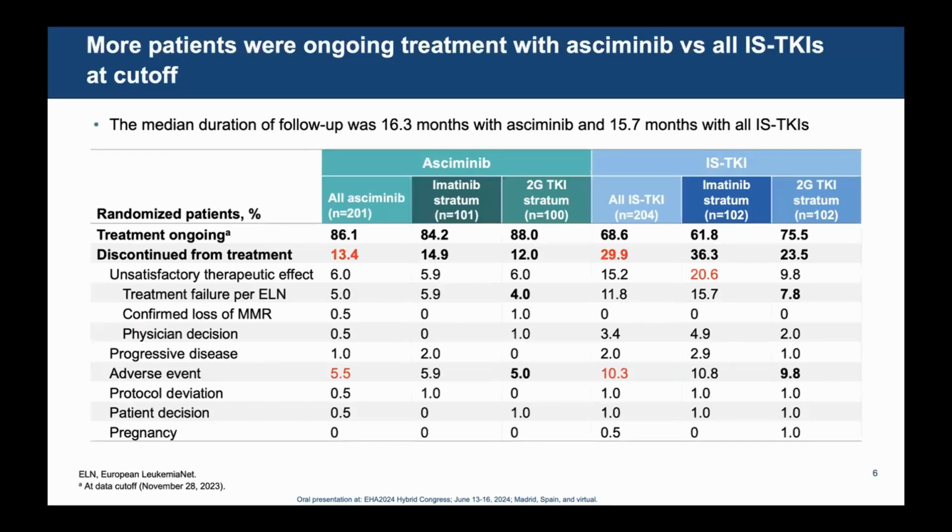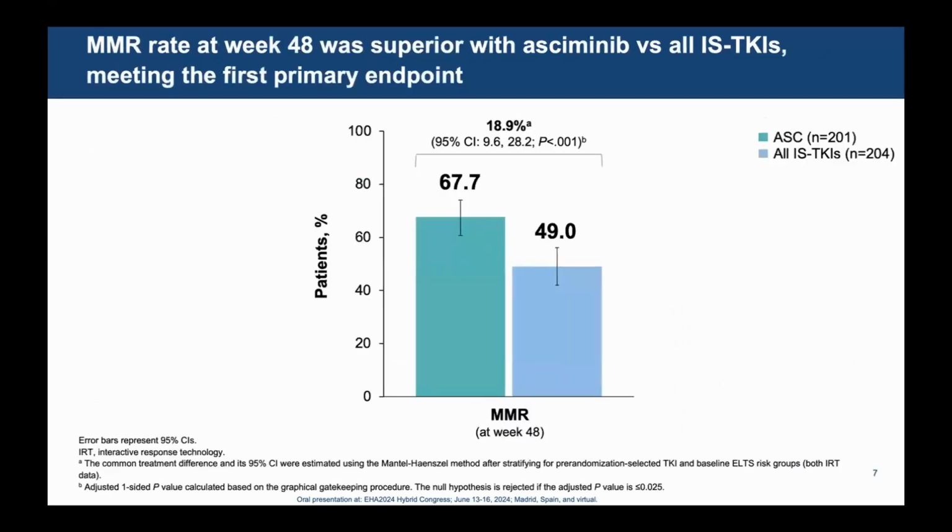The criteria between Asciminib and all the drugs were very well balanced, same age, same risk score. But when you look at the follow-up after 16 months, 13% of the Asciminib-treated patients have discontinued, but almost 30% of the comparator arm. That means Asciminib was more efficacious and better tolerated, therefore maintained in more patients.